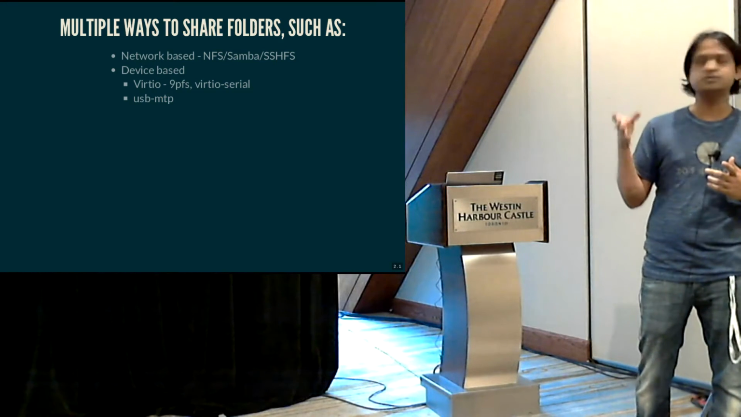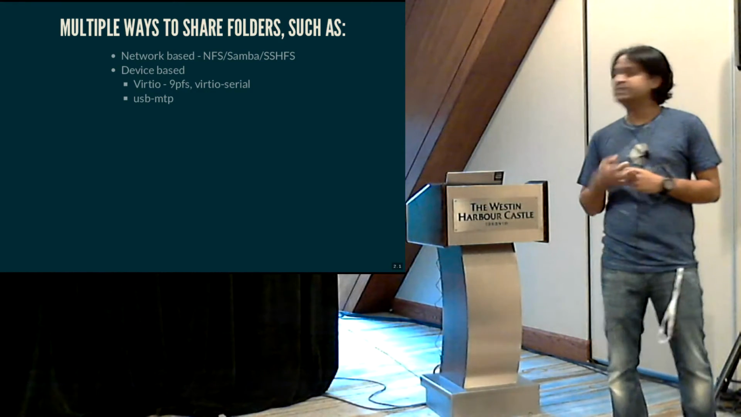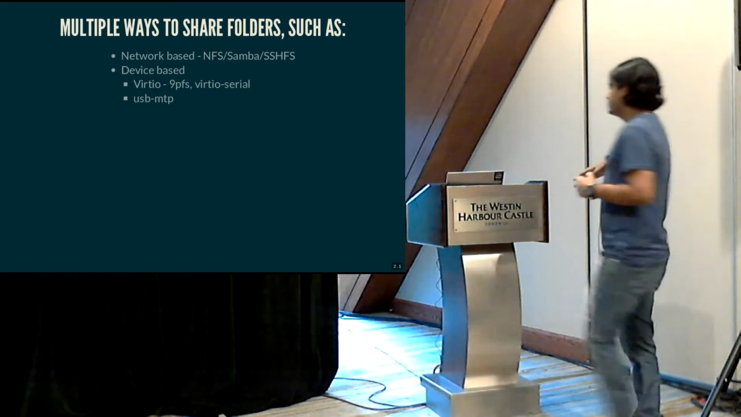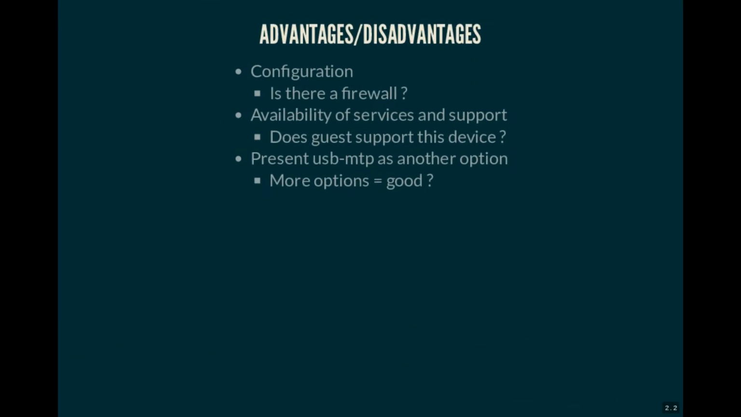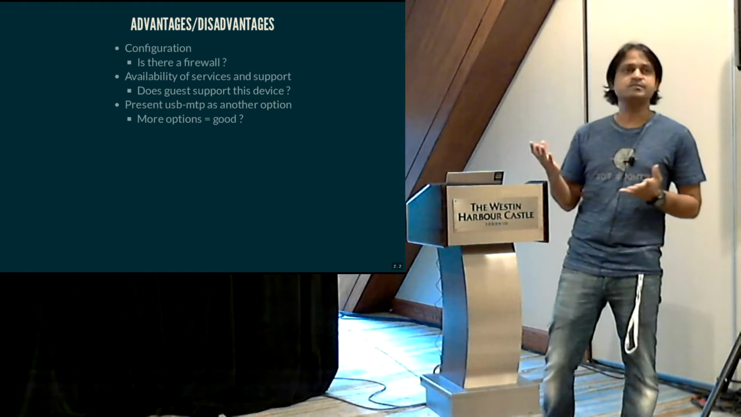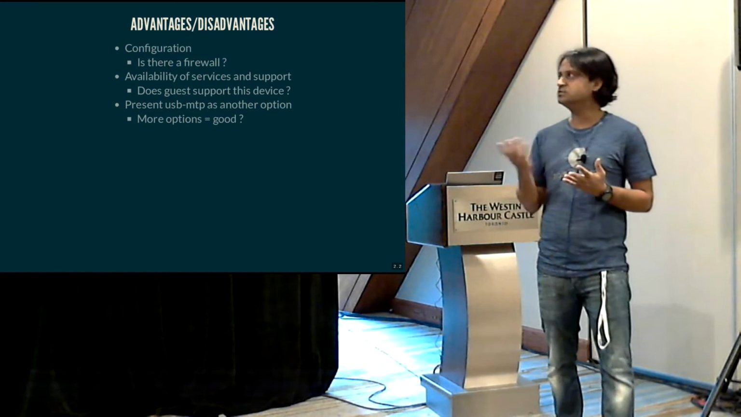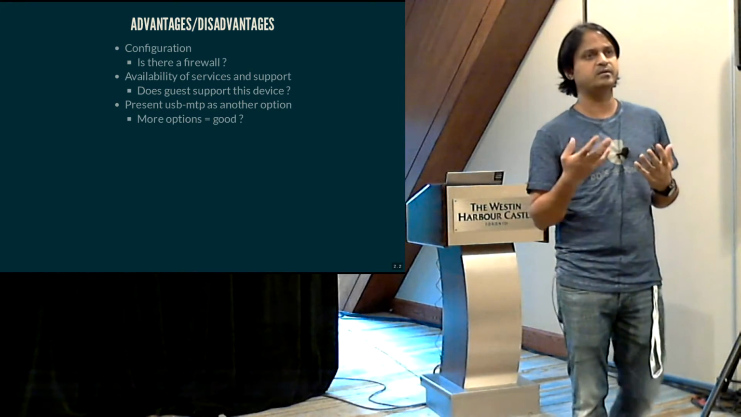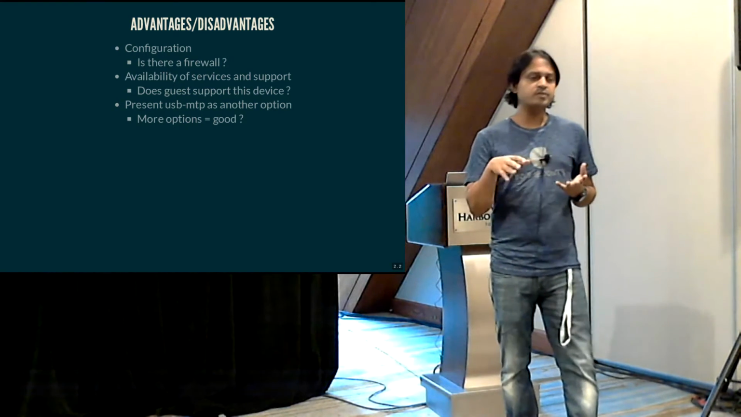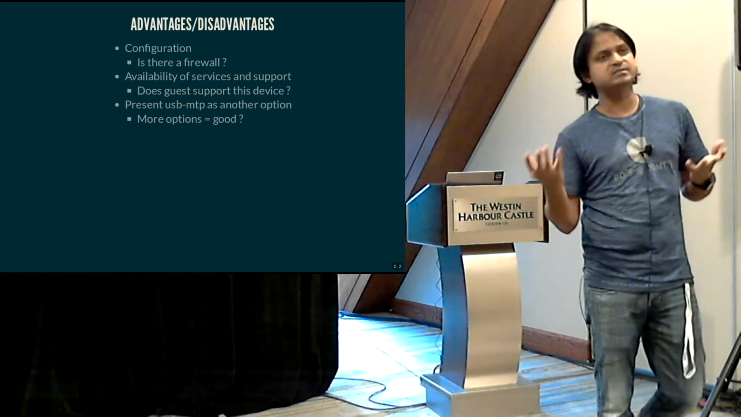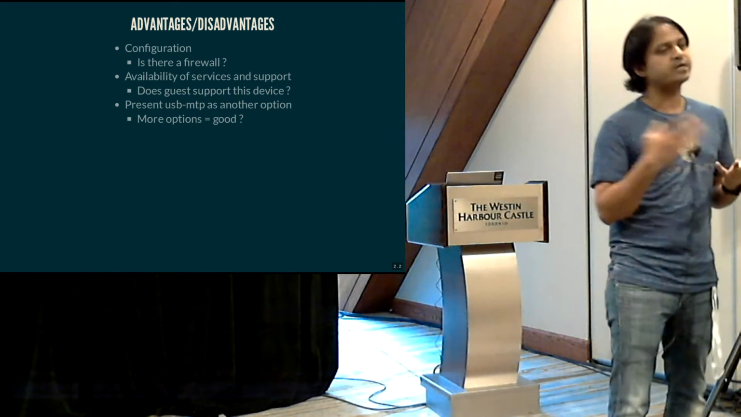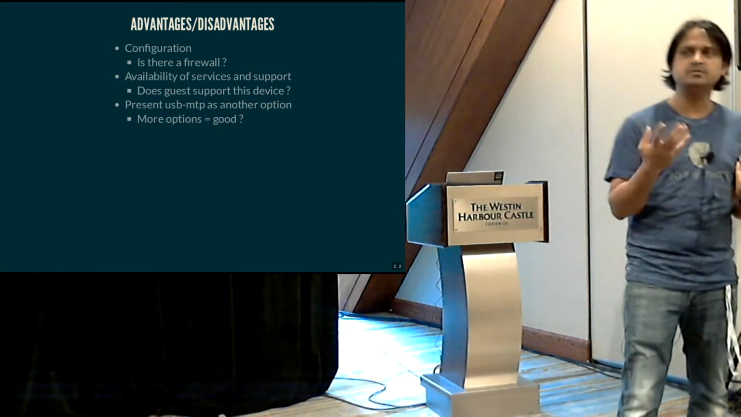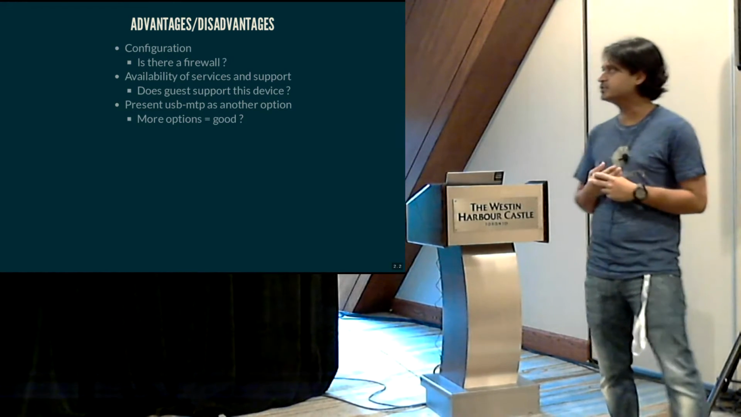So USB-MTP is also a device-based solution, which is on top of the USB layer in Qemu. Each one of them has its own advantages and disadvantages. With network, the interface could be different between the host and the guest, so the firewall can always be a problem. But the good thing about network-based solutions like NFS is that they are more prevalent, they're everywhere, so they're easy to set up. With device-based solutions, the problem is there could be a situation where you don't have a client front end for whatever you're trying to achieve.